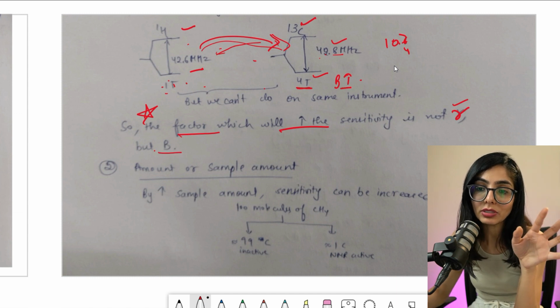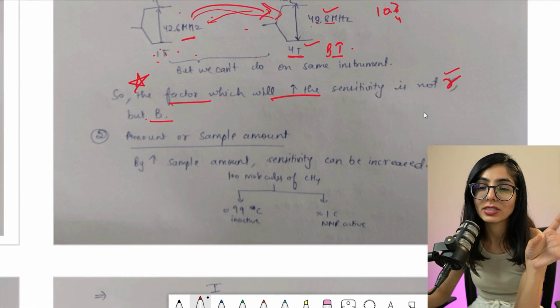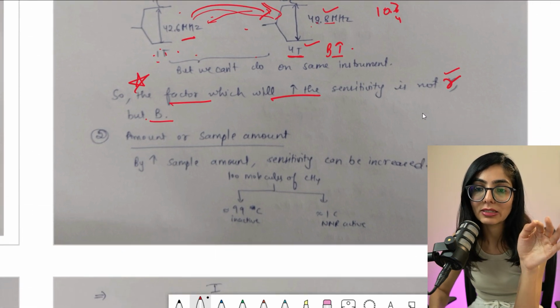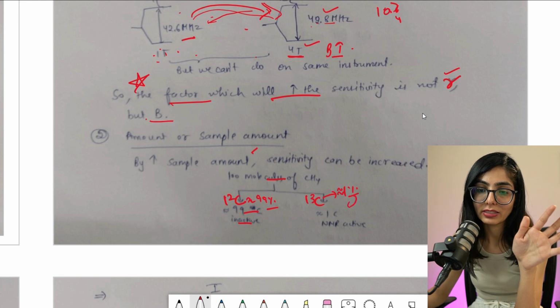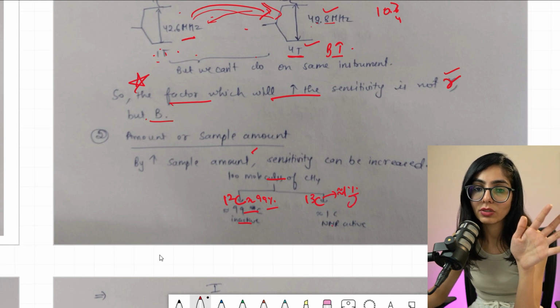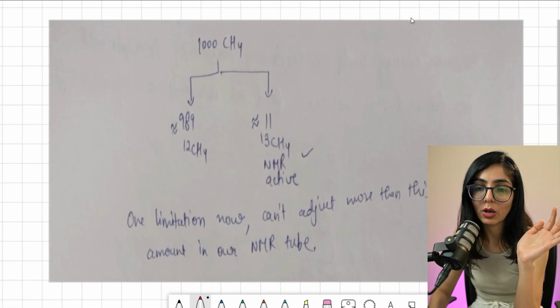The second factor is the amount. By increasing the amount, can we increase the sensitivity? The answer is yes. Suppose there are 100 molecules of CH4. You know that 99 carbons are inactive 12C, and 13C has only about 1% abundance. So almost one molecule is NMR active. In that case, what will I do? Suppose I take 1000 molecules this time.